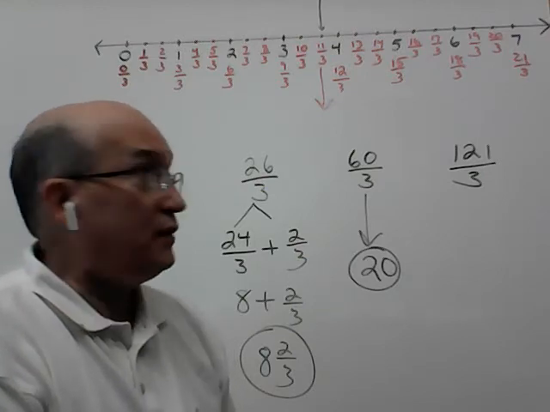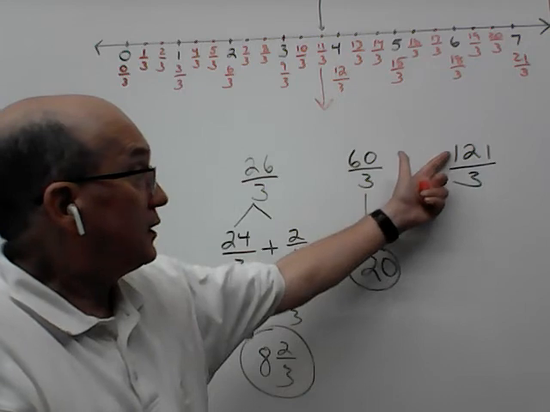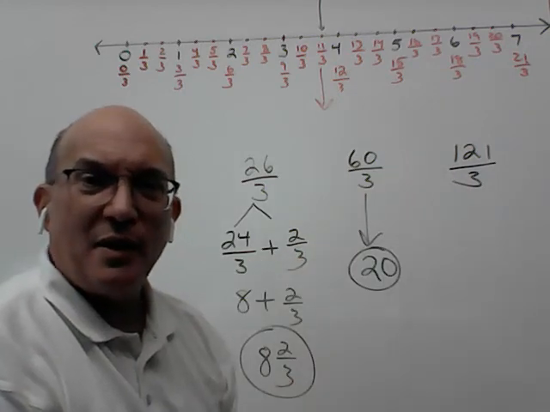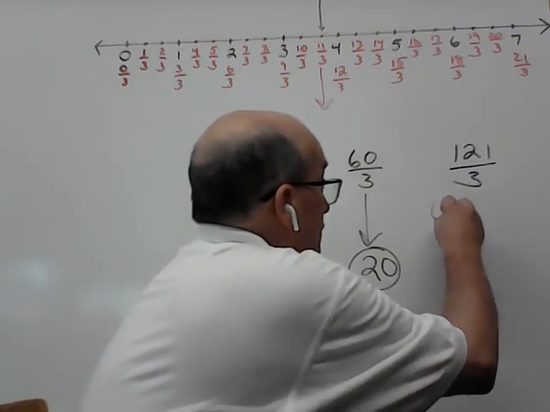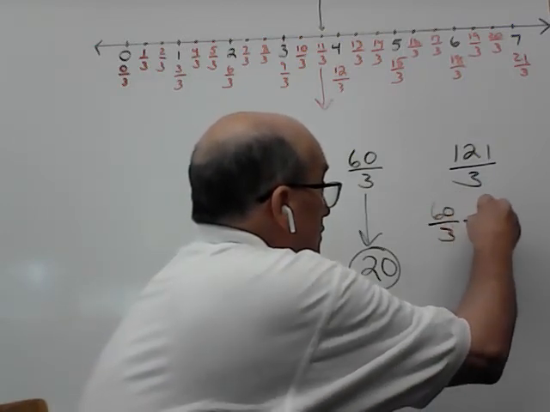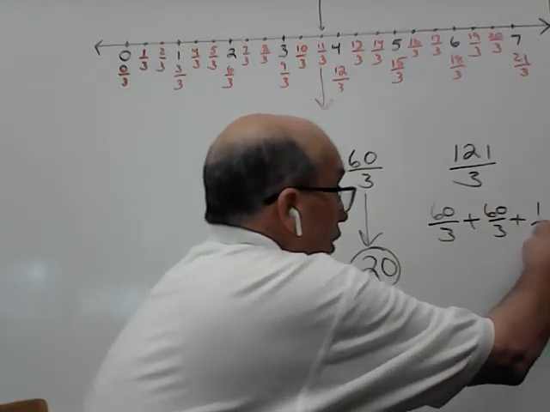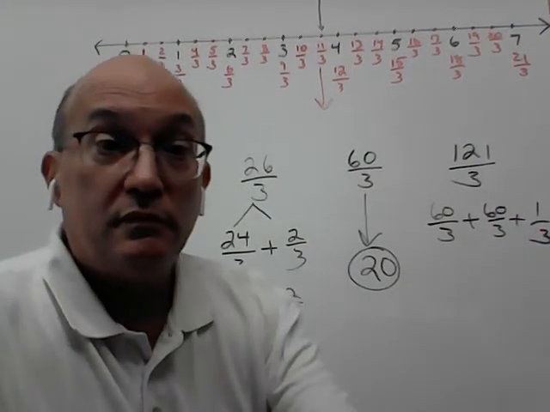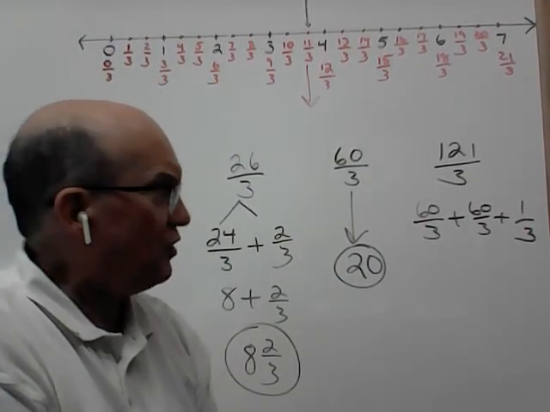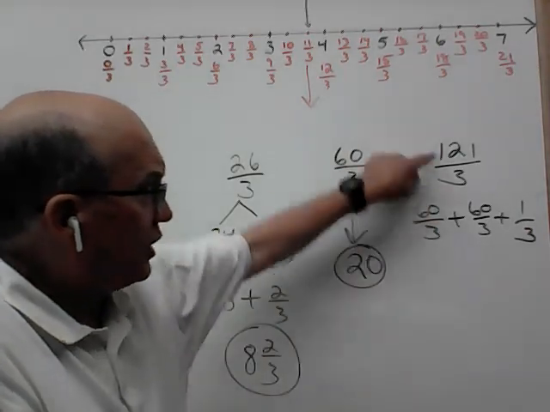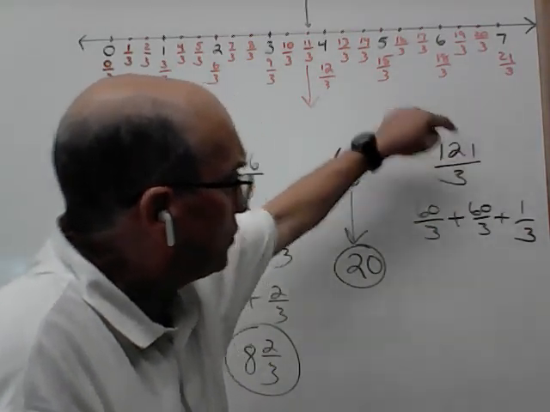Can you build on the previous one? Can you build on 60 thirds being 20 and think about what 121 thirds might be? Well, can we think of it like this? 60 thirds plus 60 thirds plus 1/3? Is 60 thirds plus 60 thirds plus 1/3 equal to 121 thirds? Of course. 60 plus 60 is 120 plus 1 is 121.